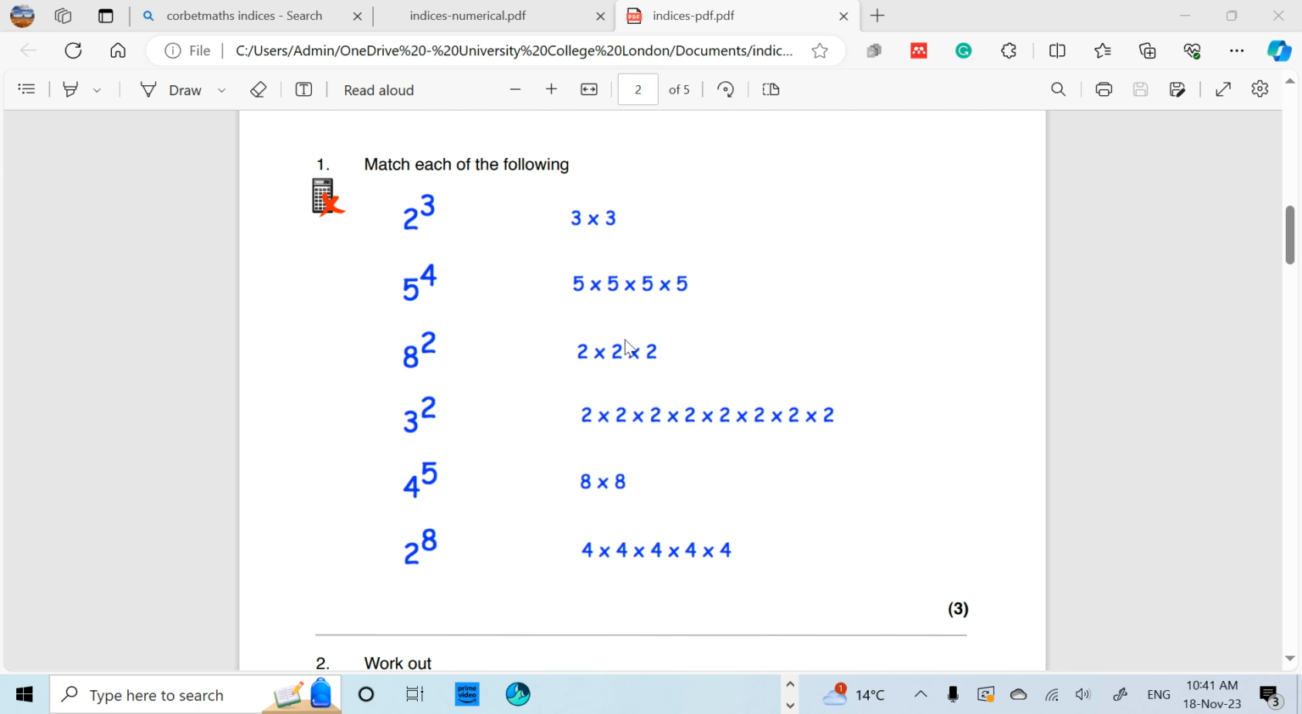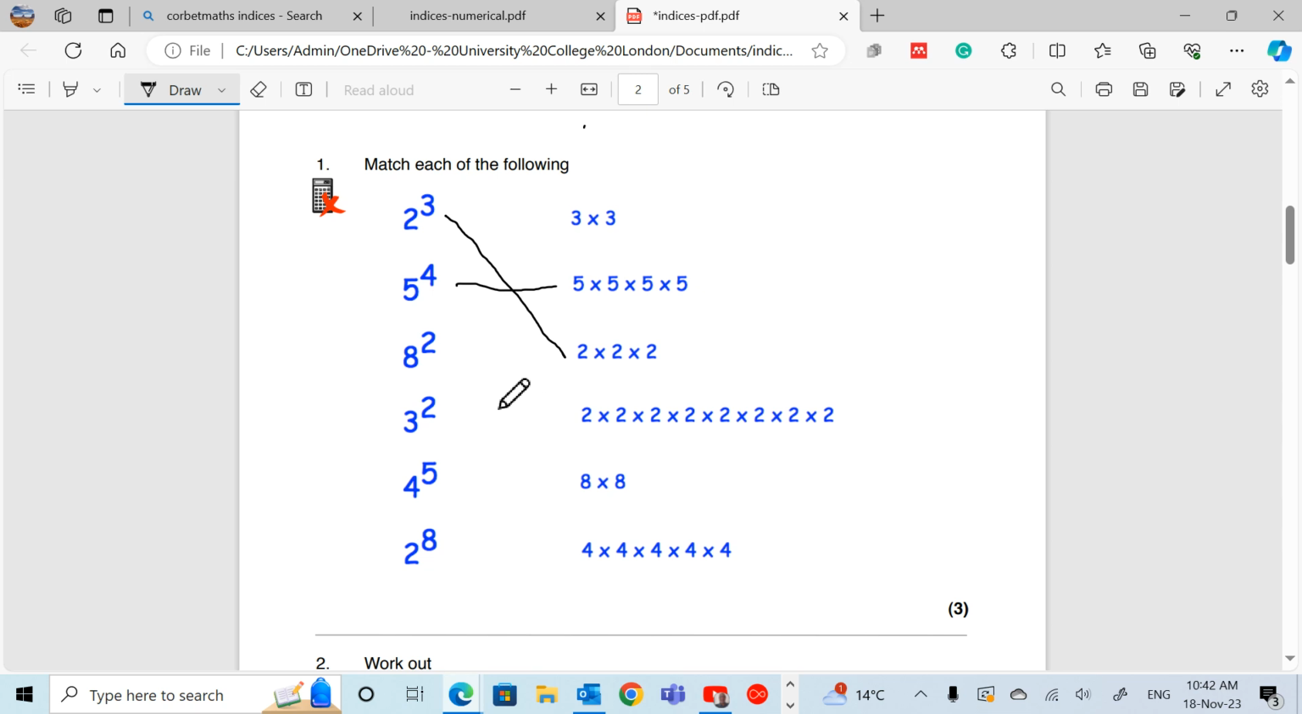Match each of the following. So 2 cubed is actually 2 times 2 times 2. So we need to just draw a line going to the correct answer. And here we go, that's 2 cubed, 2 times 2 times 2. 5 to the power of 4 is 5 times 5 times 5 times 5, 4 times. And so here we have it. 8 squared is just 8 times 8. So here we go. That's 8 squared. And 3 squared is 3 times 3.